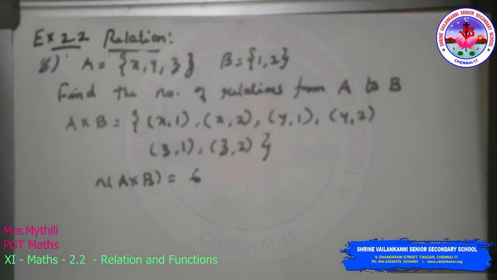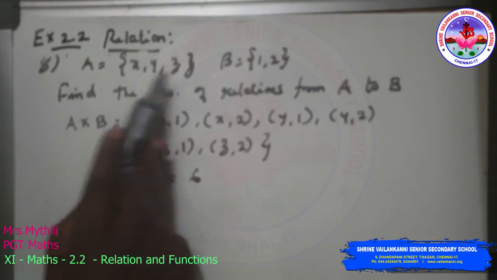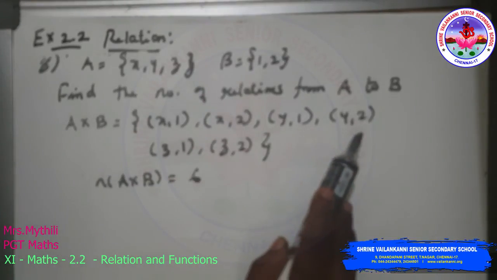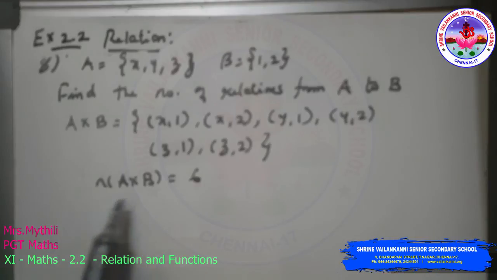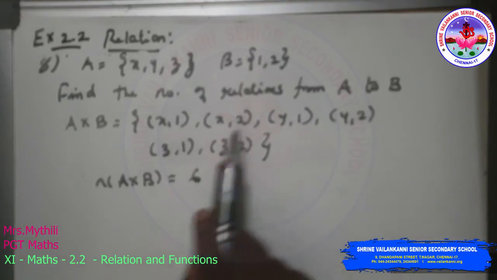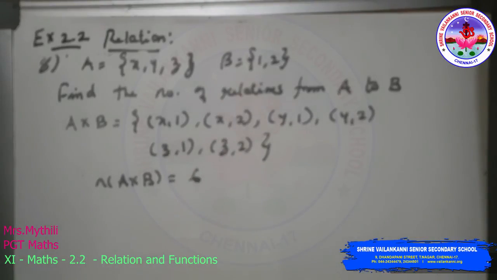Eighth one, let A equal to {x, y, z} and B equal to {1, 2}. Find the number of relations from A to B. So how many relations can be obtained from the set A to B? So A cross B, the Cartesian product, (x, 1), (x, 2), (y, 1), (y, 2) and (z, 1), (z, 2). So n of A cross B is 1, 2, 3, 4, 5, 6. The number of subsets of A cross B.